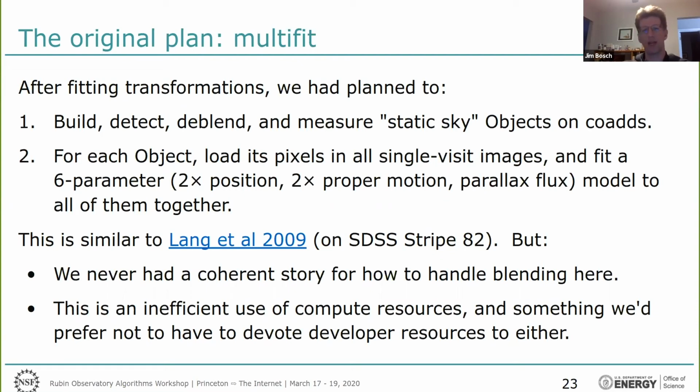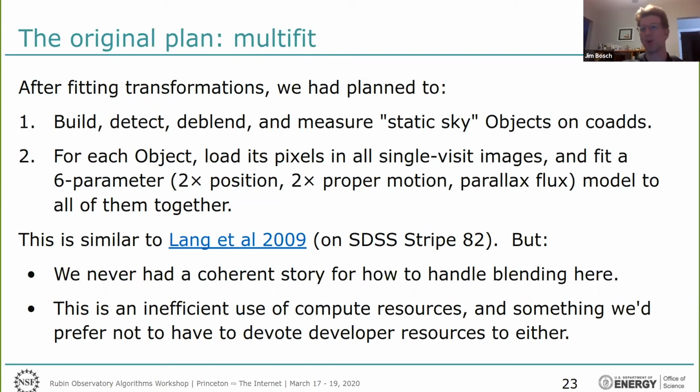The first one was that we never had a coherent story for how to handle blending. We're planning to run a deblender on the coadd, but of course these are objects that by definition are in a different place and blend differently with their neighbors on single epoch images. And if you use the coadd deblending, even if you could devise a way to somehow project your coadd deblending outputs down to single epoch images, you would almost certainly be biasing your measured positions towards the coadd positions, or the average positions. You can imagine ways to solve that problem, but you can also imagine ways to not try to solve that problem. I think that's what we'd prefer to do.